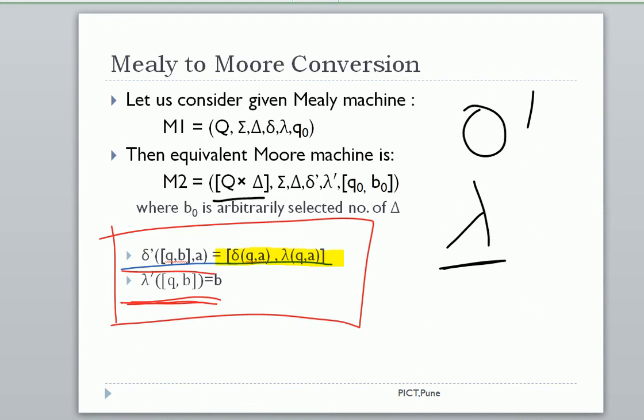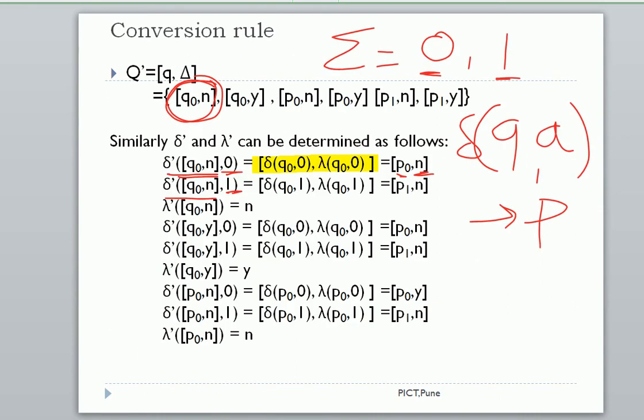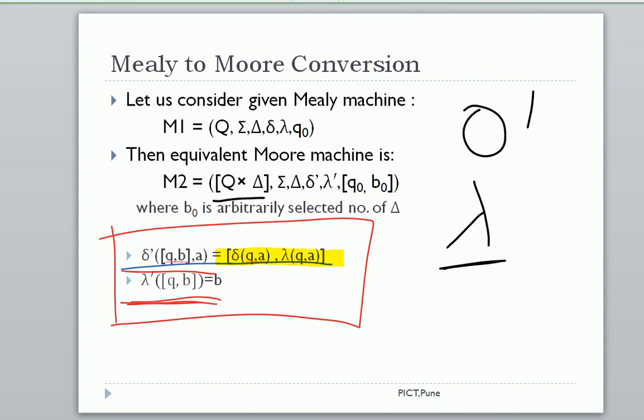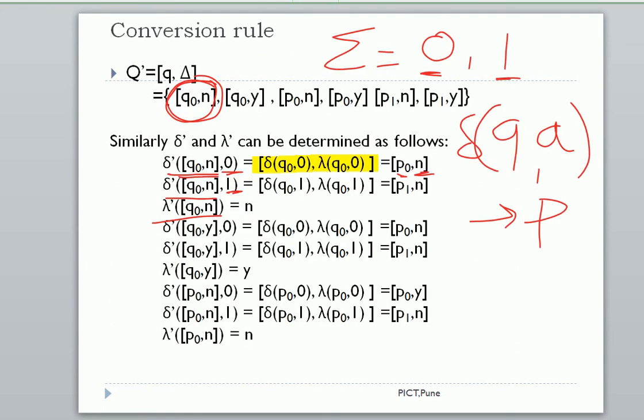Lambda dash of QB is equal to B. Here my Q is this state Q0N. The output in that equation is whatever the state's output is. So for your understanding, for the state QB the output is B. What I have written here is Q0N, so the output will be N. Now this is for the state we have considered.